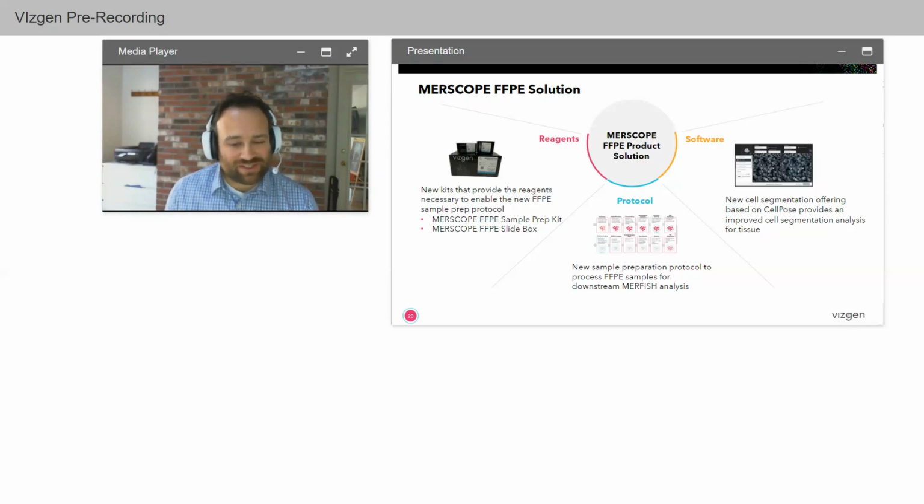The second major piece of this is our new protocol. This is going to allow us to unlock those FFPE samples, open them up, expose those analytes, not just transcripts but proteins as well, and open those samples up for downstream MERFISH analysis. The final major component is software. With this product release, we will be offering a new cell segmentation offering, which is based on Cellpose, which provides an improved cell segmentation analysis for tissue samples. Now I'll go through each one of these.